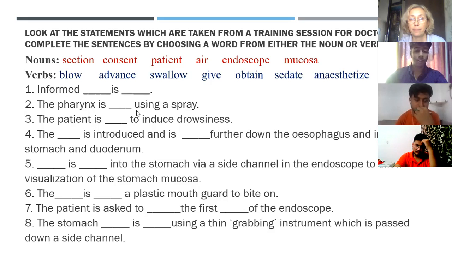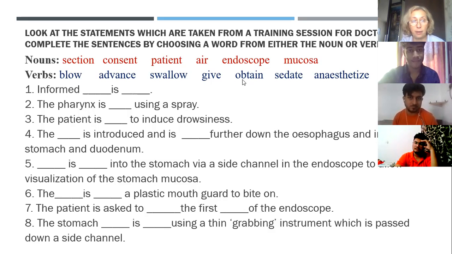Ma'am, the patient consent is being informed. Informed patient is consented. Yes, ma'am, consent is a noun here. We need to use the verb after is. There is no consent here. The patient is anesthetized. I think this one is correct, that is the right one.